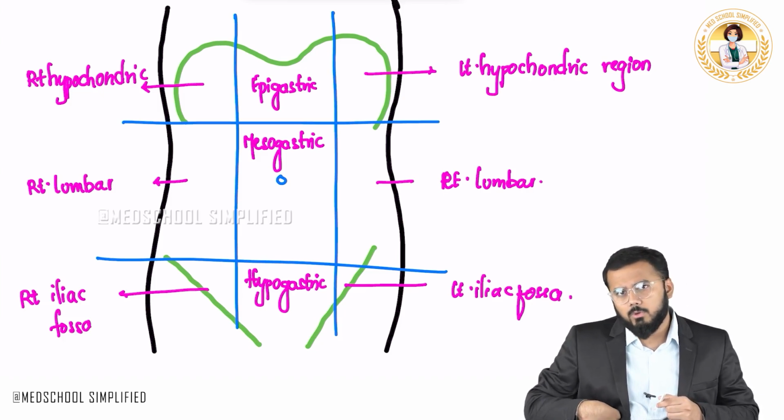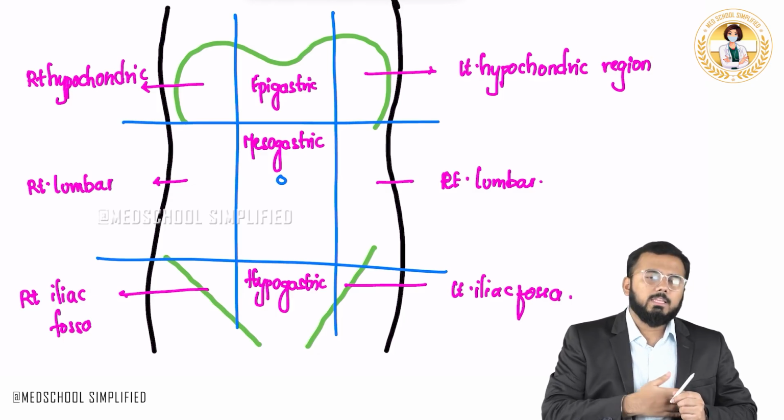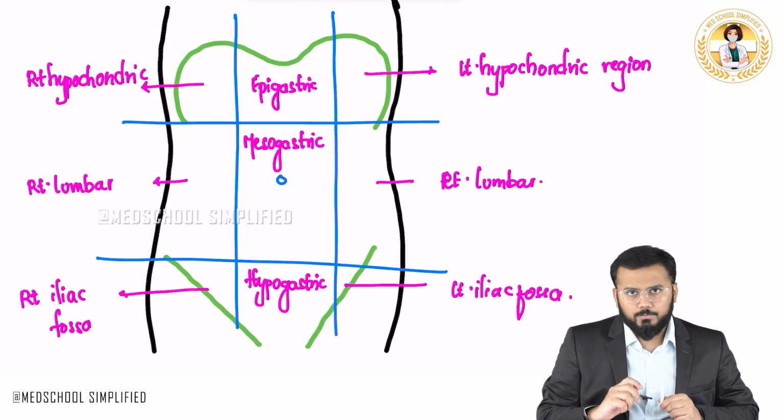So on the right side, what do you have? You have got liver. On the left side, what do you have? You have got spleen. In the epigastric region, what do you have? You have got your stomach, you have got your pancreas and all. Okay, and so and so forth.